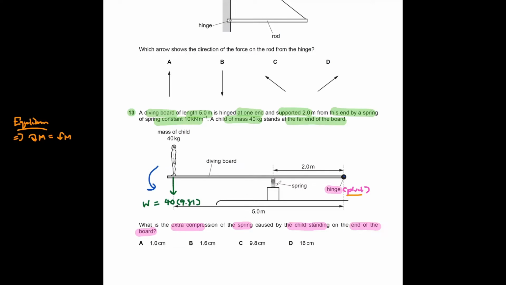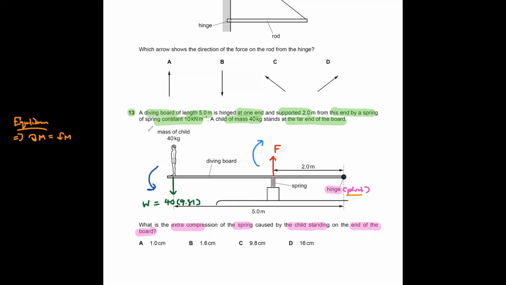When you look at the spring, there's a force at the spring too. Because your diving board is pushing down on the spring, the spring will push back up onto your diving board. So there should be a spring force directed upwards on your diving board. We are talking about the forces acting on the diving board now. Let's call this spring force F, pointing upwards. What would be the moment caused by this spring force about your pivot? It will cause a clockwise rotation about your pivot.